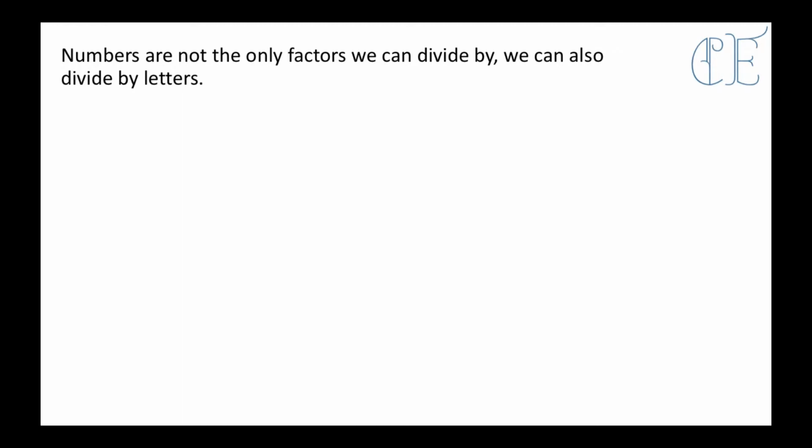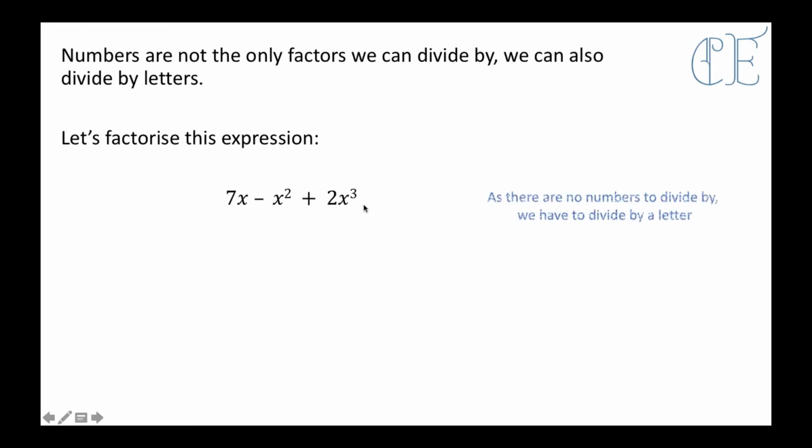So numbers are not the only factors we can divide by. We can also divide by the letters. So just then we were just doing numbers, but now we're going to move on to the letters. Now in this one I've got an expression 7x minus x squared plus 2x cubed. Now there are no numbers in here that we can divide by, because 2 and 7 are both prime numbers for a start. You won't be able to divide them by anything. But we do have a letter in every single term.